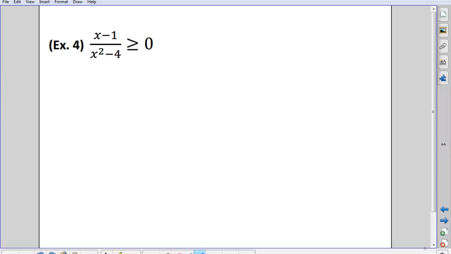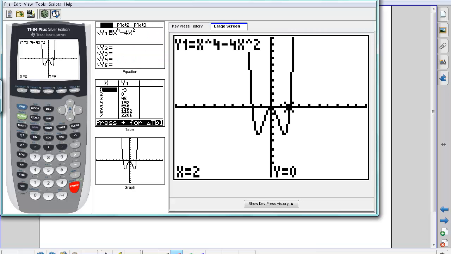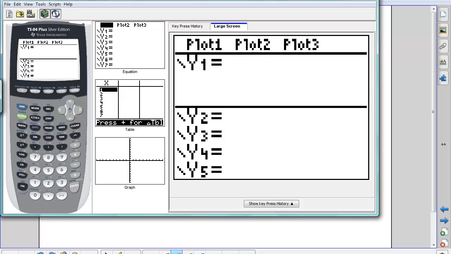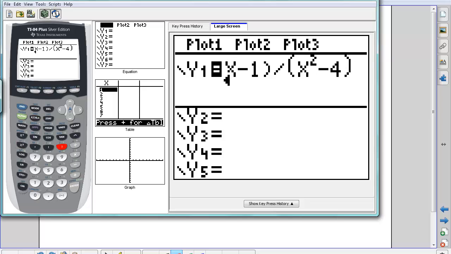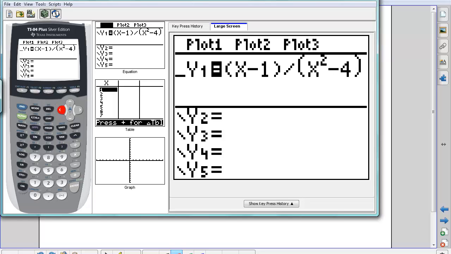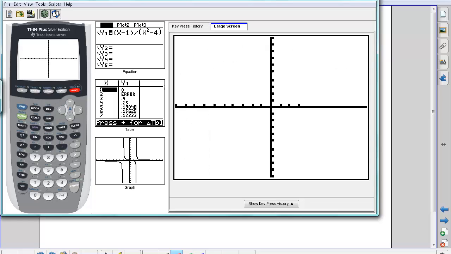Example 4: (x minus 1) over (x squared minus 4). Notice we do have greater than or equal to 0 there. So we're ready to go ahead and graph this. I will caution you, make sure you use parentheses correctly here. Put the numerator in parentheses and the denominator in parentheses, just like so. Okay, you can see I've got the numerator and the denominator in parentheses there. And so let's look at our graph.